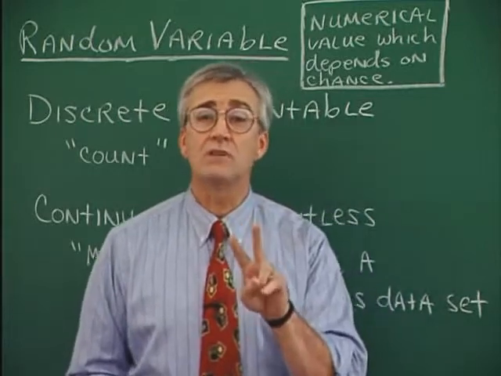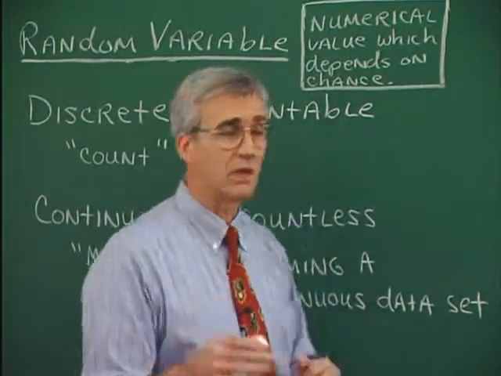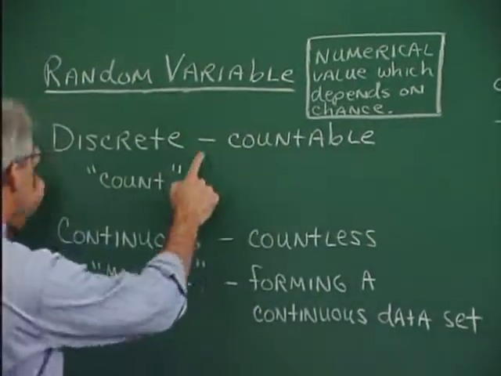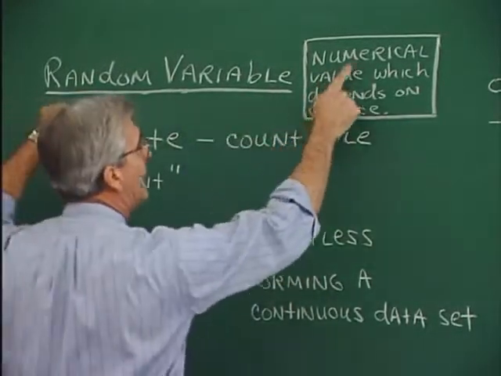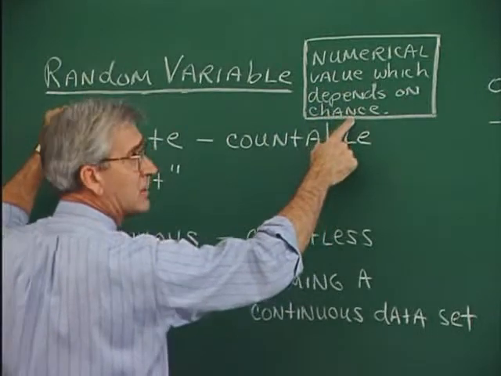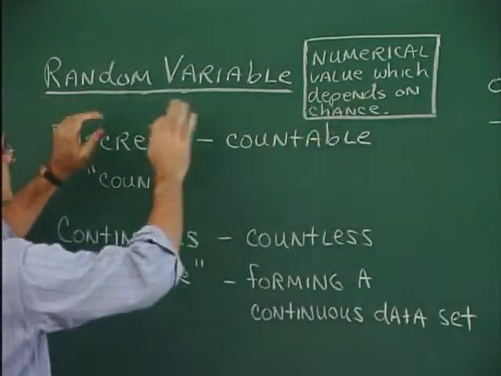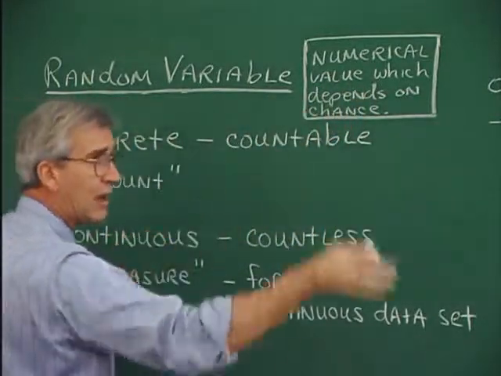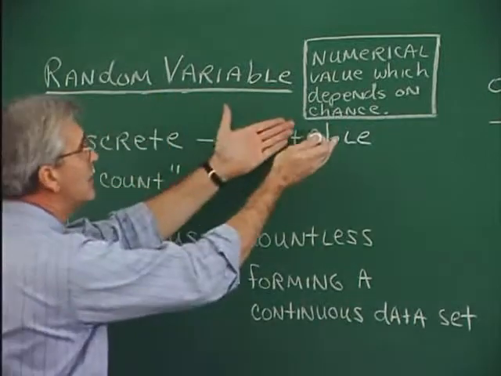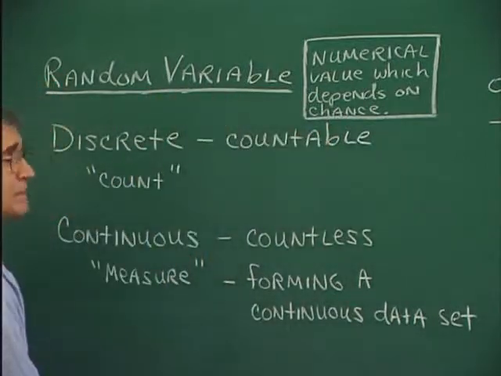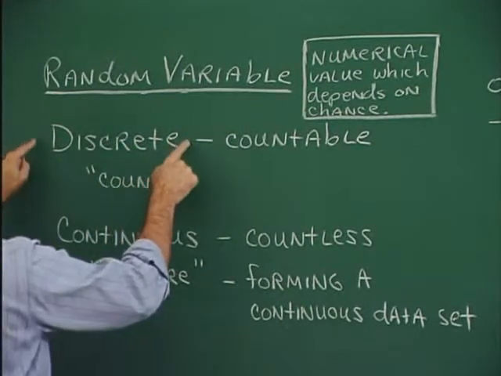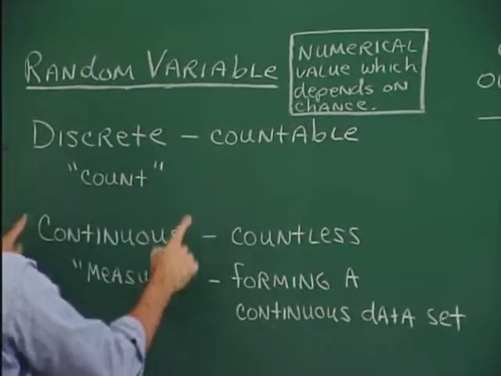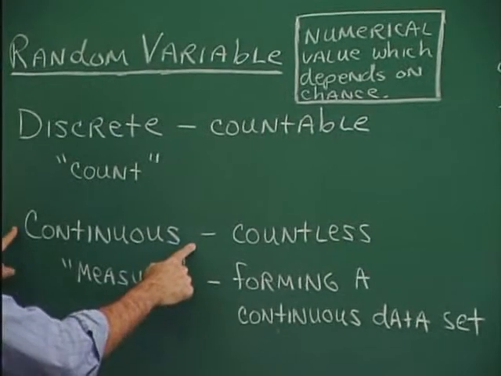There are two kinds of random variables that we're going to talk about. One is called discrete and the other continuous. Now remember, a random variable is a numerical value which depends on chance. And that's all there is to it. It's the same kind of variable that we had in algebra, except if it depends on chance, it's called a random variable.